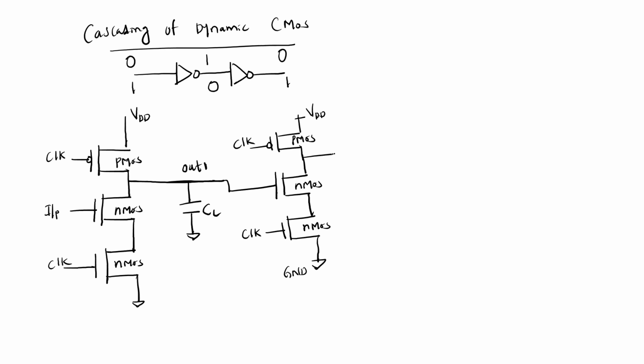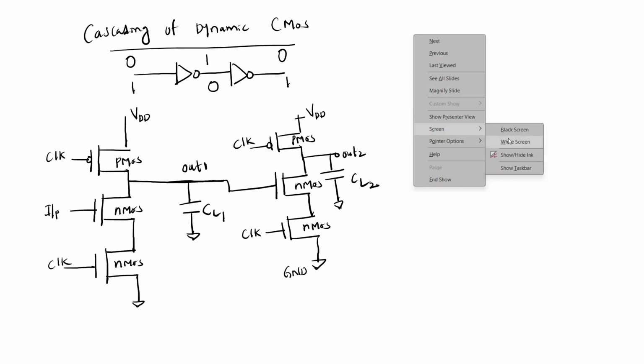So here I am taking output 2. Let us take the load capacitances as CL1 and CL2. So I am drawing the timing diagram for this cascading dynamic CMOS.